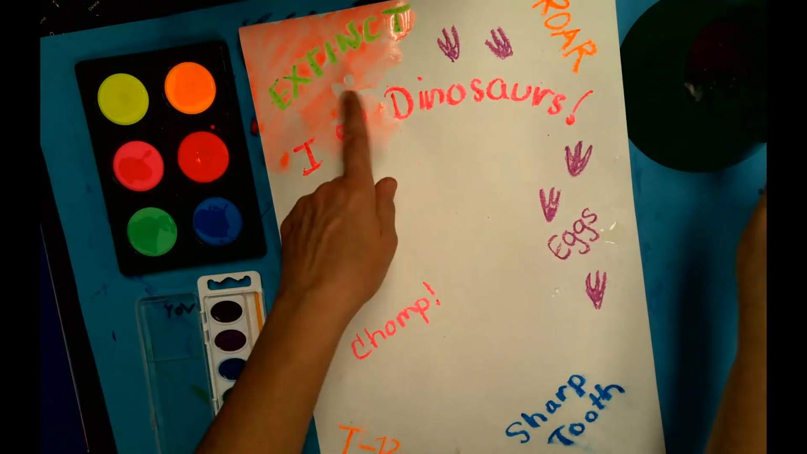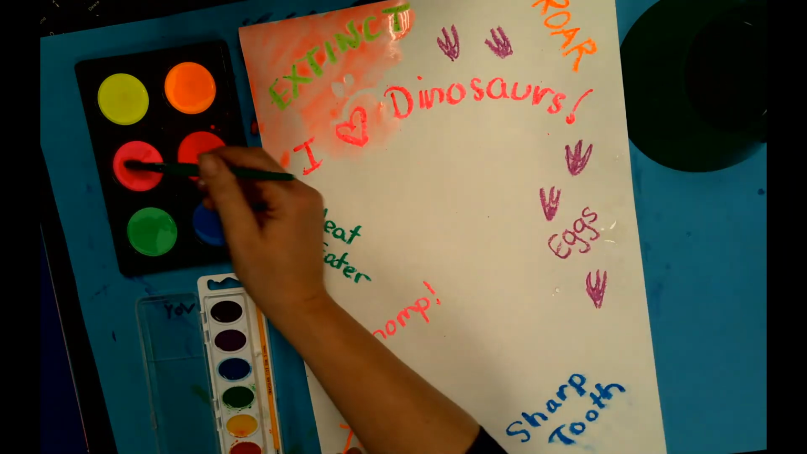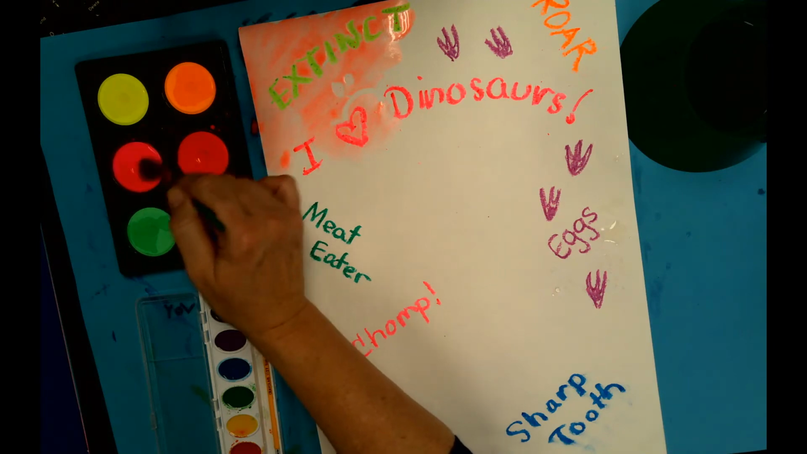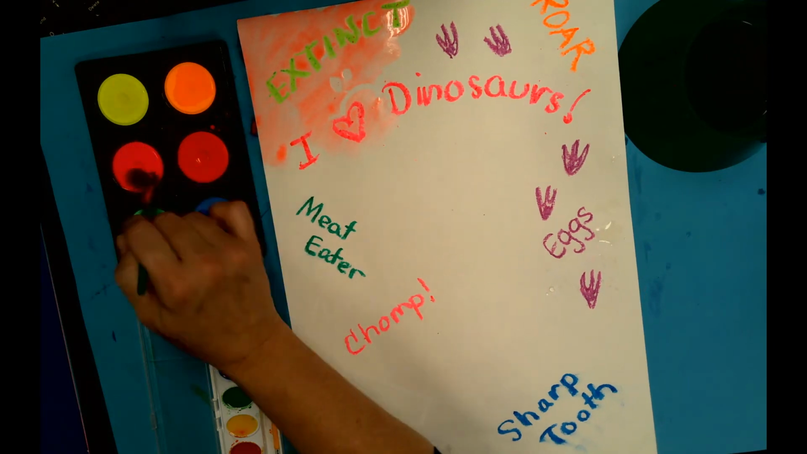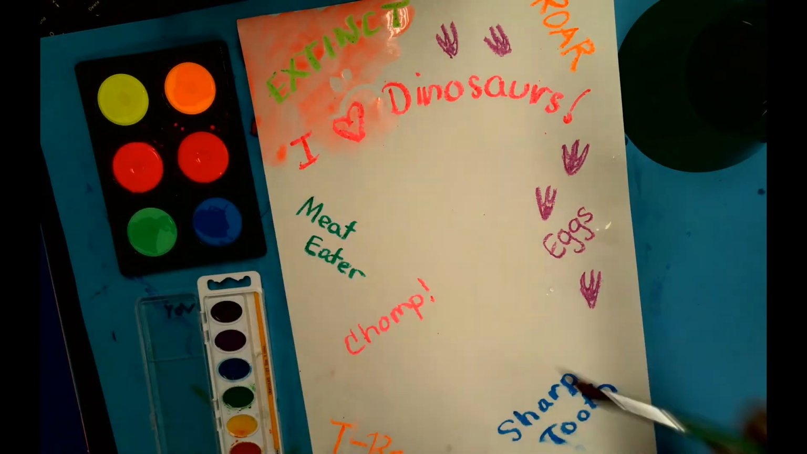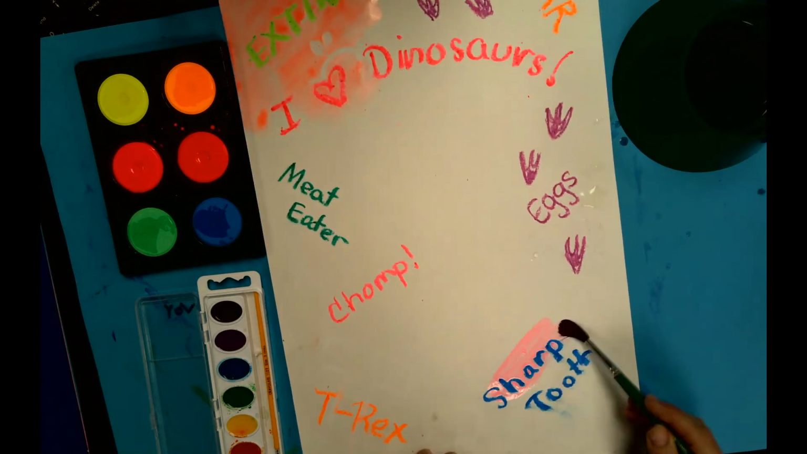And don't do it all one color. Mix it up a little bit, okay? Once you've done one color, switch to another color. And let's see, I don't want to put pink right on pink. I think I'm going to take my pink down here and paint on my blue.